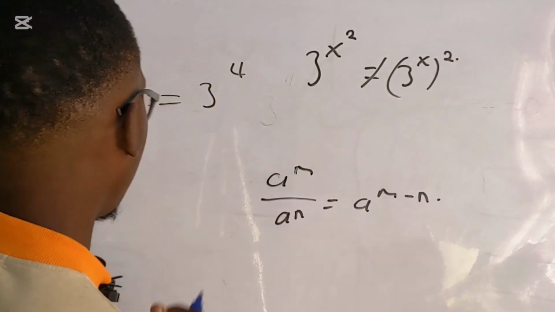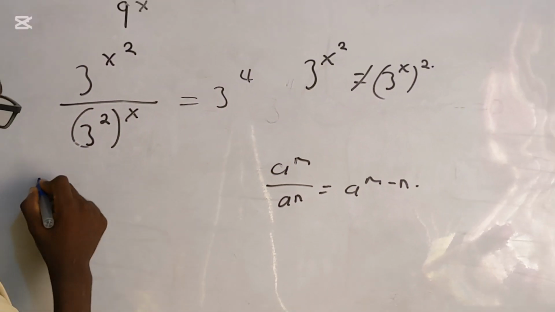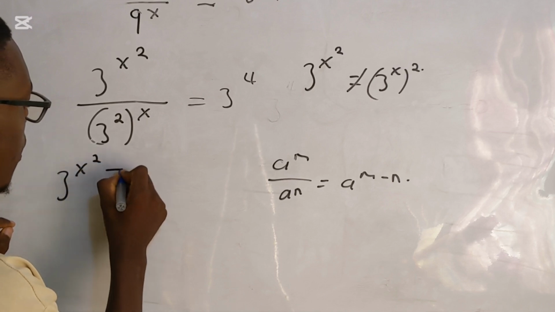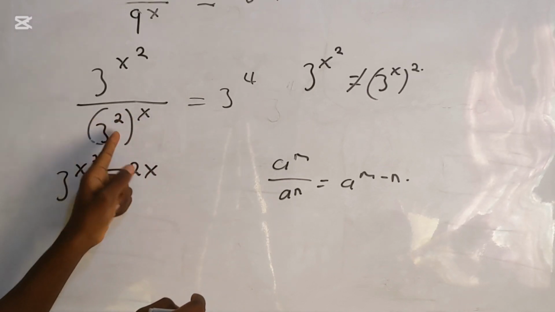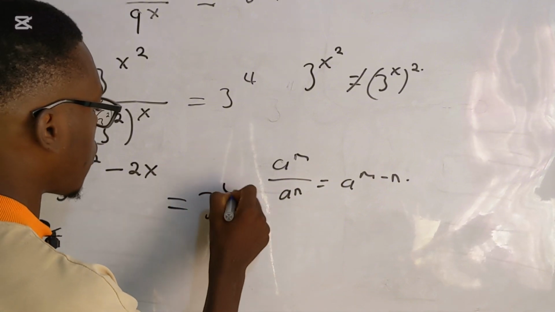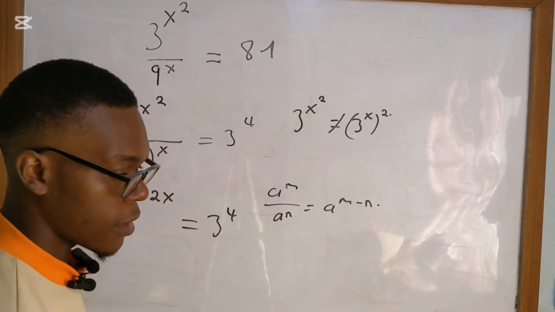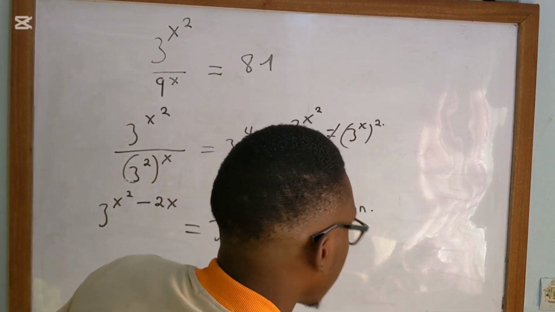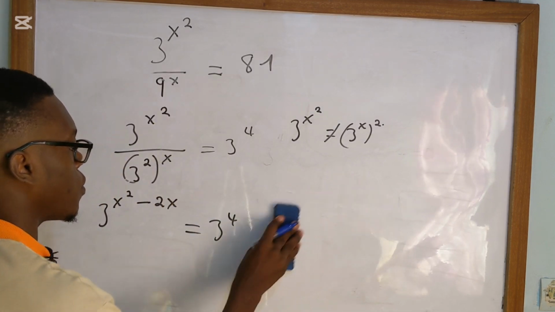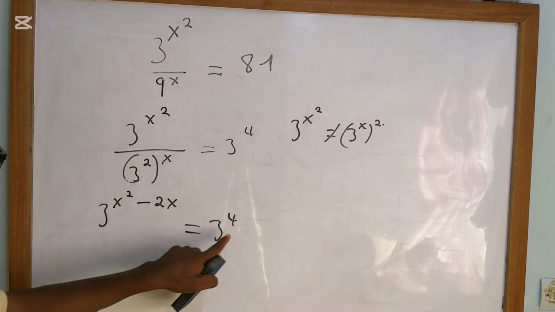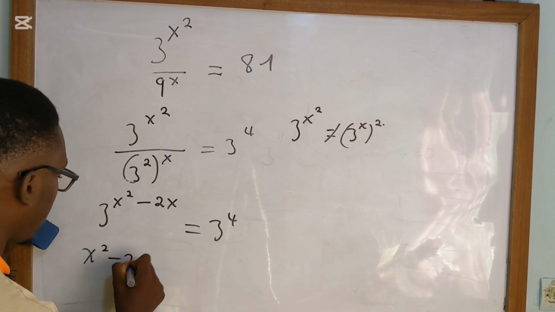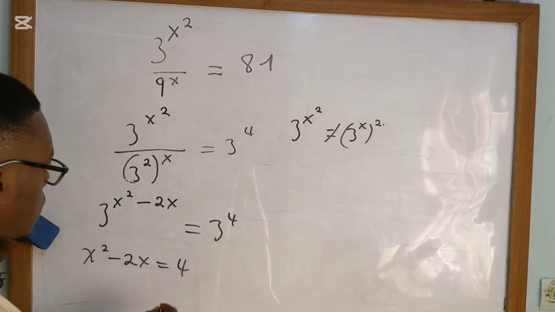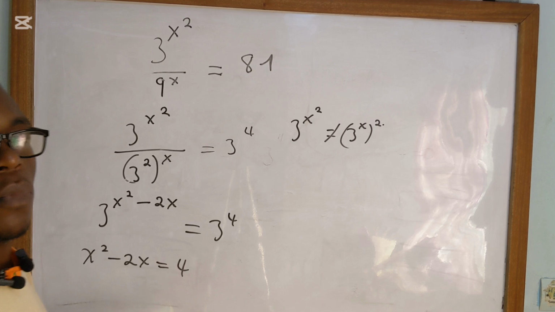Hence, taking that into consideration, we are going to have 3 to the x squared minus 2x. Okay, this is x squared, not x, minus 2x, equals 3 to the power 4. At this point now, we have everything we need to solve the equation. At this level, we can equate the powers to have x squared minus 2x equals 4, since we have the same base on both sides.